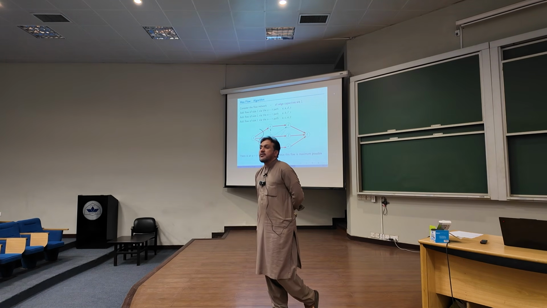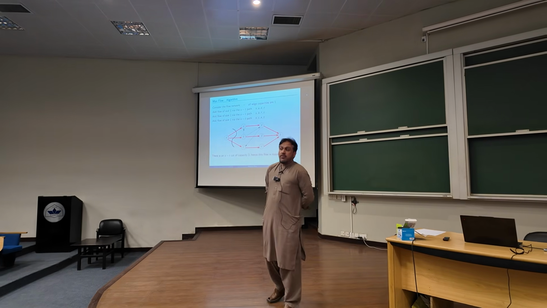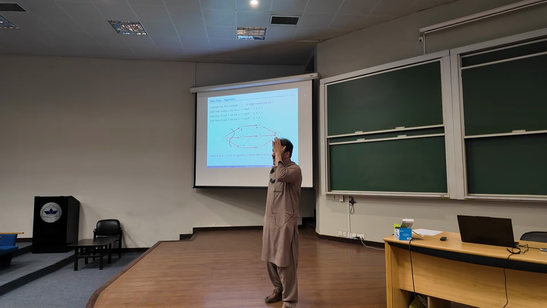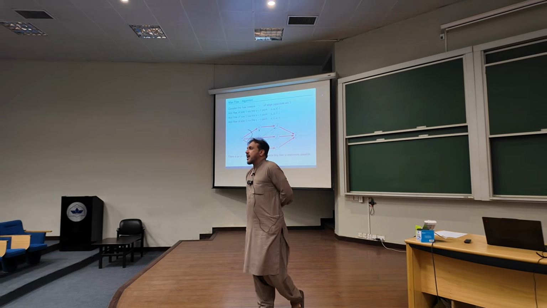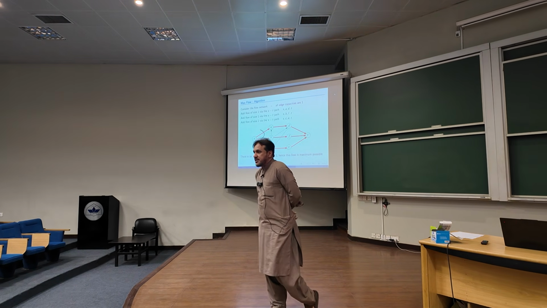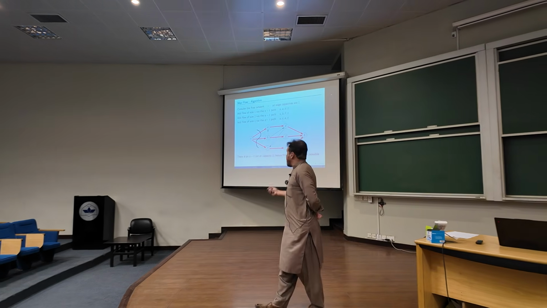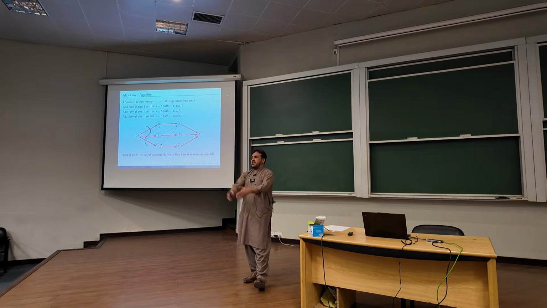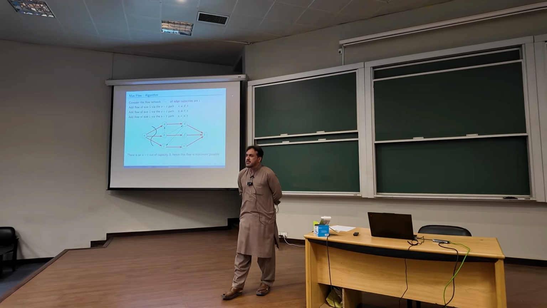Why is it the best flow? Because any flow has to be less than or equal to 3. This 3 is this magic number for now. 3 is the capacity of an ST cut, this ST cut, right? So it has to be less than or equal to 3, and I have it equal to 3. So this must be the best flow.